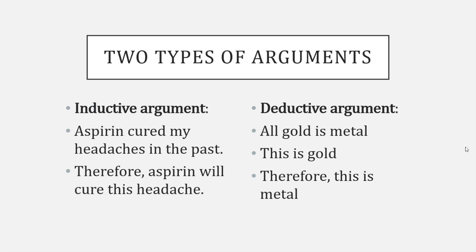Within the realm of good, in the sense of rational arguments, there are two broad categories. We're only going to be dealing with one of these. So you've got inductive arguments. An inductive argument is like the following. Aspirin cured my headaches in the past. Therefore, aspirin will cure this headache. Right? So you take a sample of past events and you infer based on the pattern of past events what the future is likely to be like.